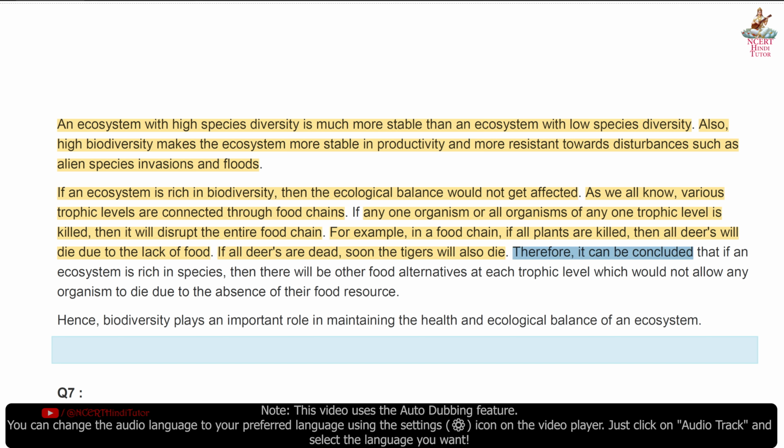Therefore, it can be concluded that if an ecosystem is rich in species, then there will be other food alternatives at each trophic level which would not allow any organism to die due to the absence of their food resource. Hence, biodiversity plays an important role in maintaining the health and ecological balance of an ecosystem.